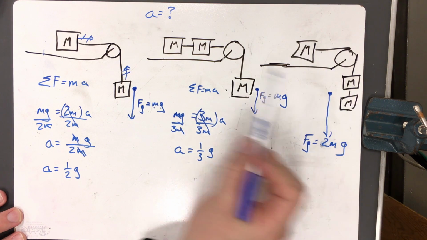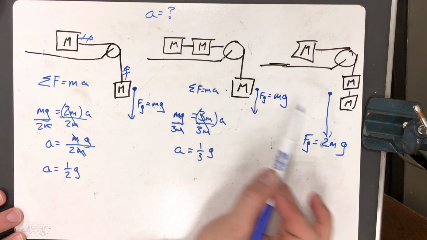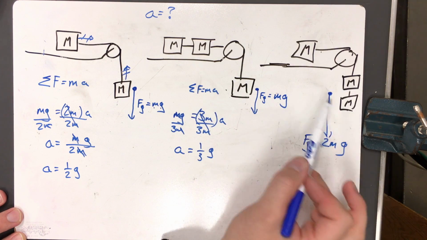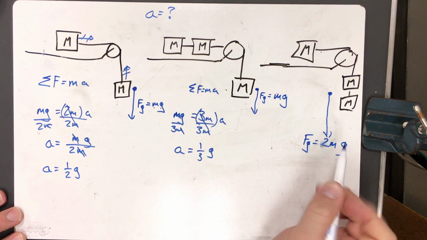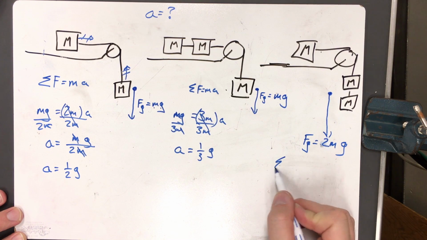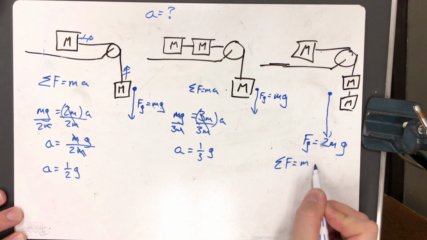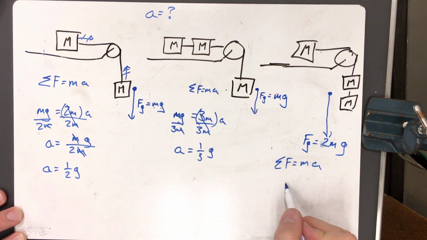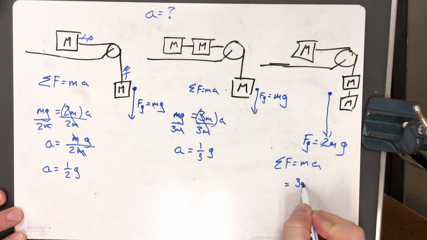Now this shouldn't be a surprise. It's got the same mass as this one, right? But it's also got the most force hanging down. So in this case, the force is a lot bigger. So let's just set it up just like we did before. Net force equals mass times acceleration. But in our case, the mass is 3 masses. So how much will that system accelerate?